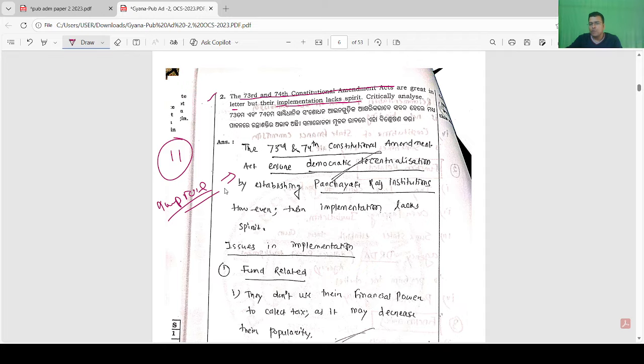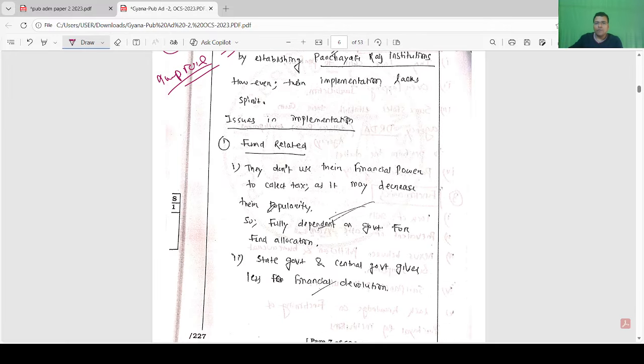There is scope for improvement. I am not saying this is perfect, but there is scope for improvement. Font related.